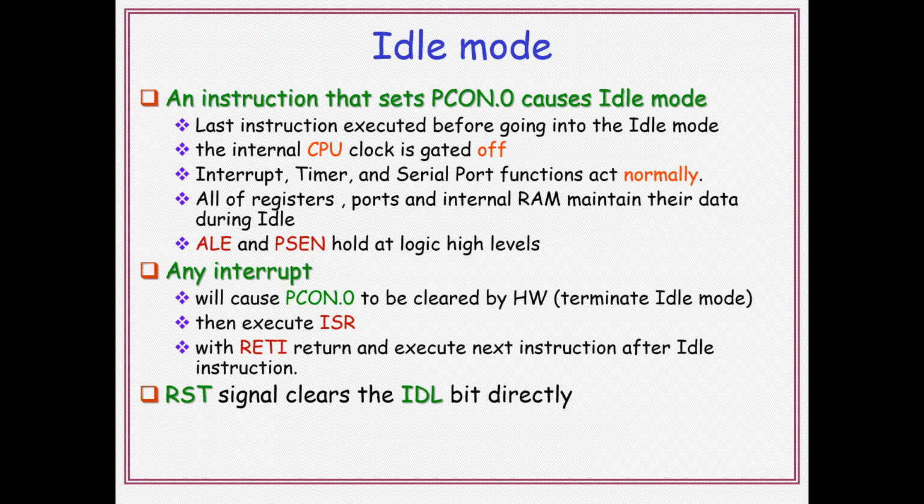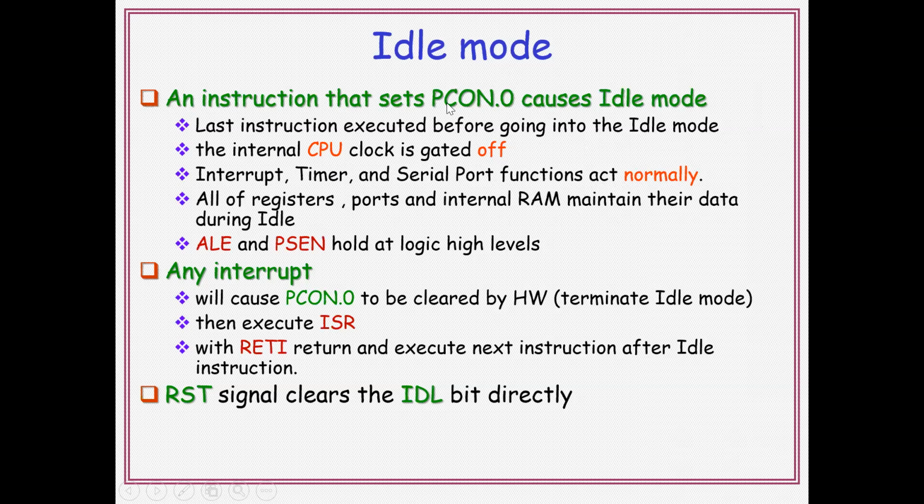An instruction that sets PCON.0 causes idle mode. The last instruction executed before going into idle mode is the default one. Next, the internal CPU clock is gated off, which indicates that the CPU clock is turned off. The interrupt, timer and serial port functions act normally. All registers, ports, and internal RAM maintain their data during idle mode.